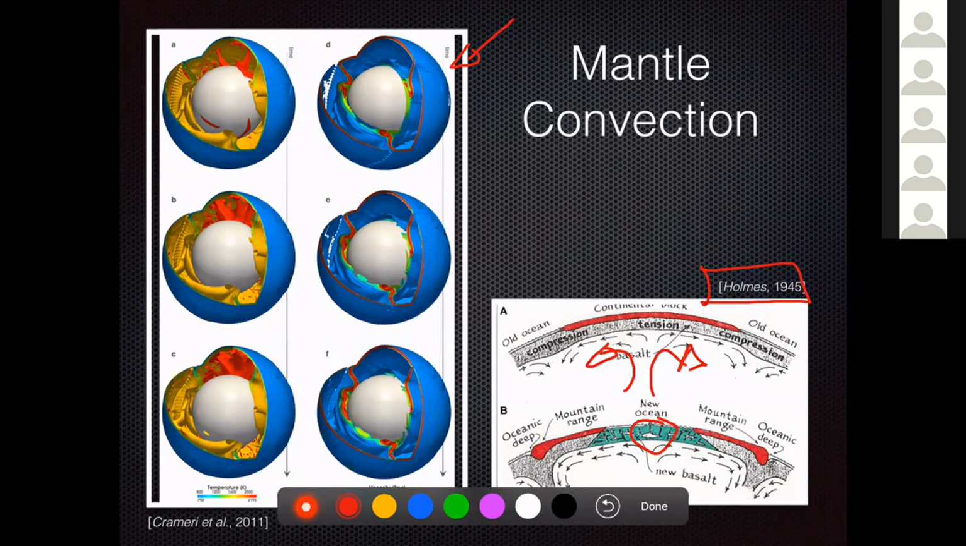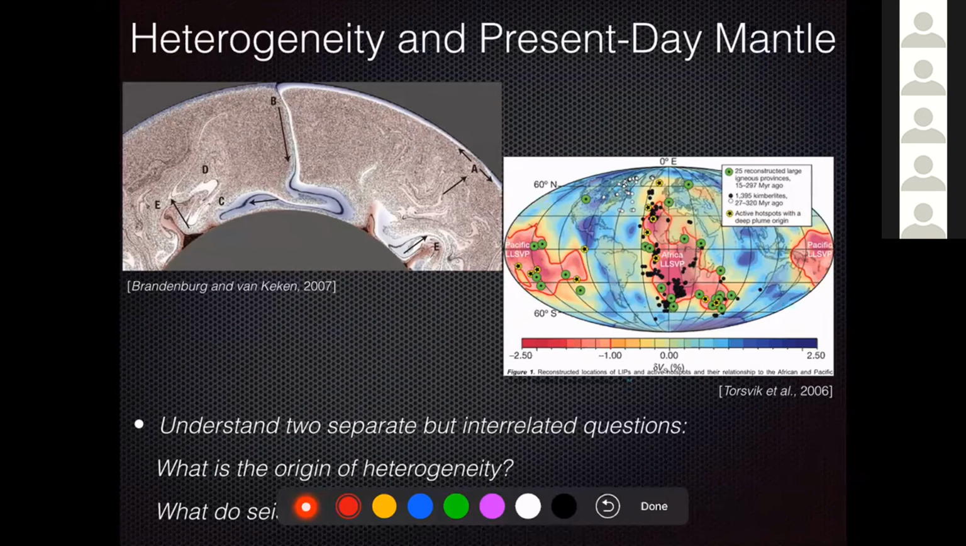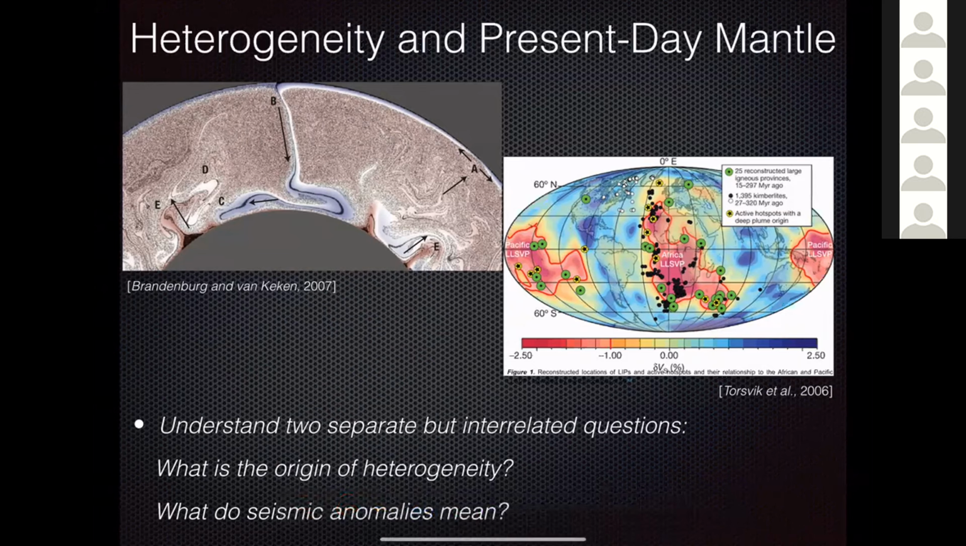It's a system that's coupled together, so that both thermal and lithological heterogeneity originating from the mantle are critical to the operation of mantle convection and plate tectonics. In fact, one of the goals, certainly for mantle dynamics and for a lot of deep earth geophysics today, is to try to understand the origin of heterogeneity, as well as how that heterogeneity relates to seismic images and therefore to mantle convection.